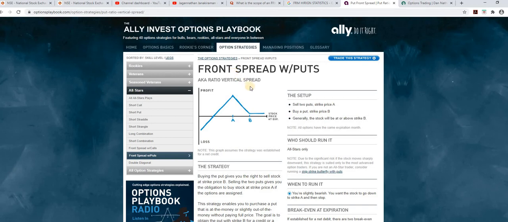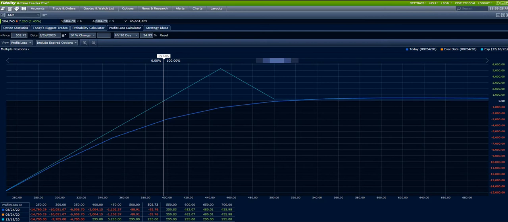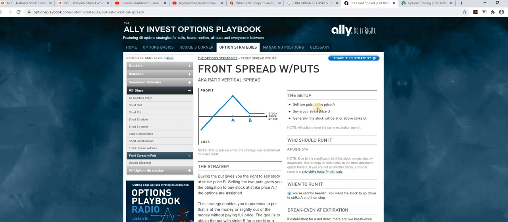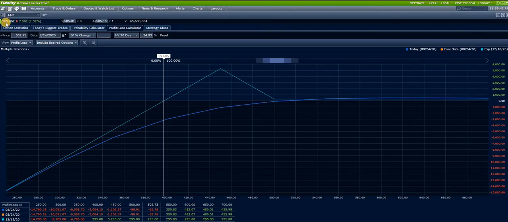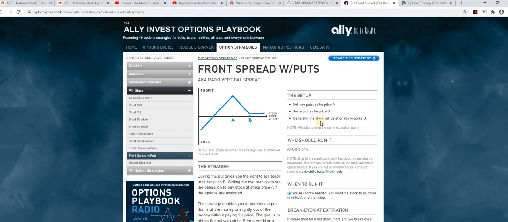I hope everyone knows what out of the money means, but a quick example: the current stock price of Apple is 504. So I'm going to sell two put options at a strike of 450, and simultaneously I'm going to buy a put of 500, which is nothing but at the money. The current stock price is 505, so I'm going to buy the at the money option. At the money means the stock price and strike price are equal or nearby. So 500 we call at the money. That is the position which we are going to take.